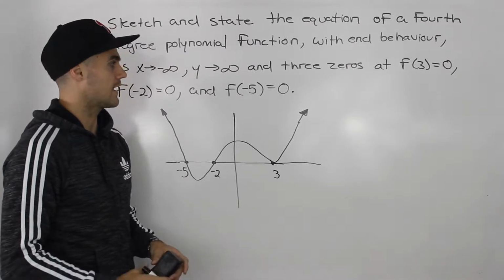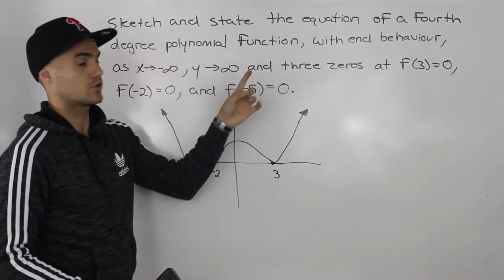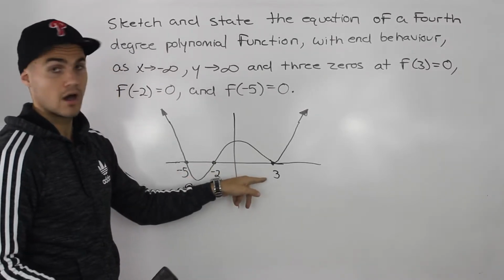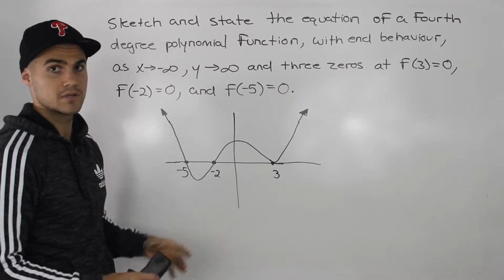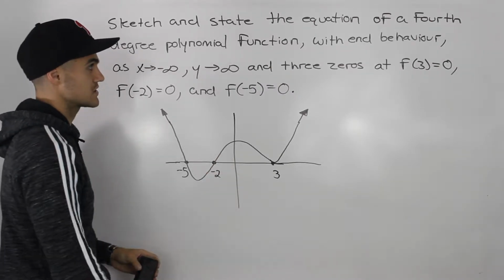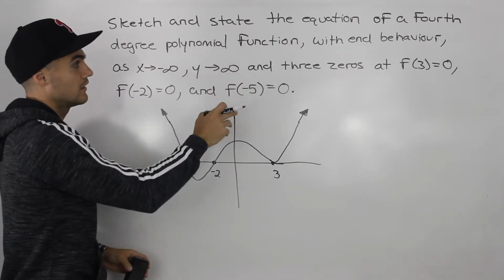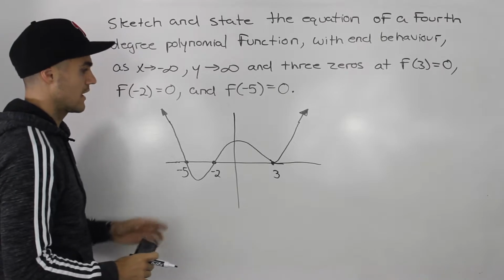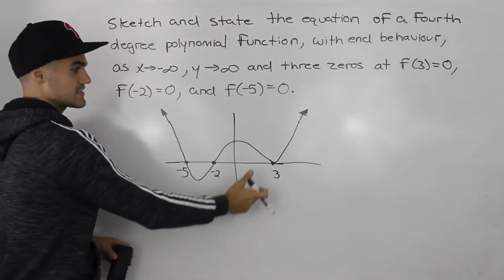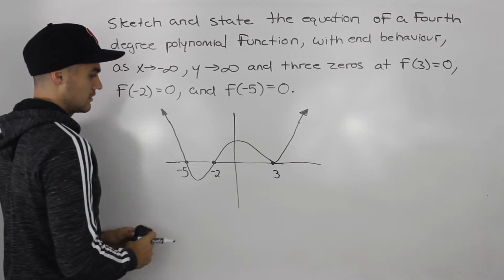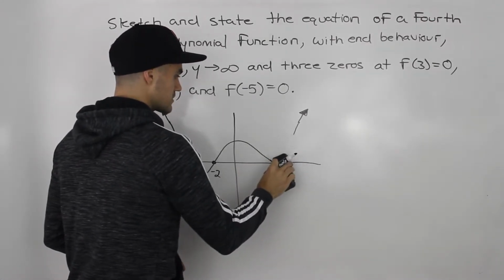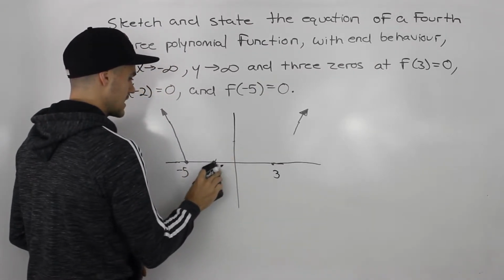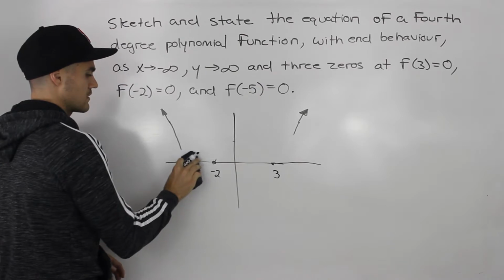So whenever a fourth degree polynomial, or any even degree polynomial, has an odd number of x-intercepts, there's always going to be some kind of bounce at one of the x-intercepts. Notice this is a degree of 4, and there are 3 x-intercepts, an odd amount of x-intercepts. There has to be a bounce somewhere. Now, it doesn't necessarily have to be at the 3 here. We can redraw this. You can also have the bounce, let's say, at this negative 5 here.